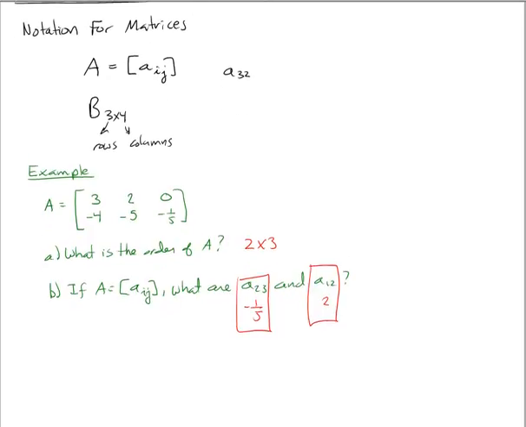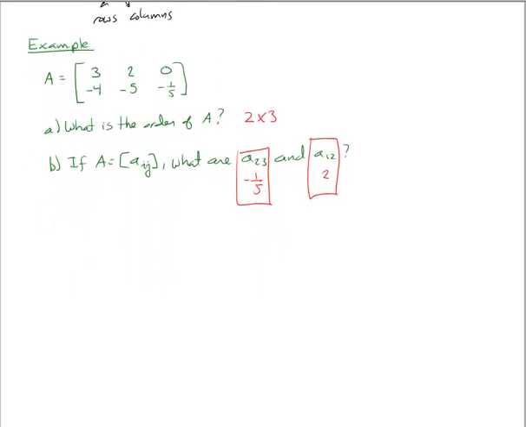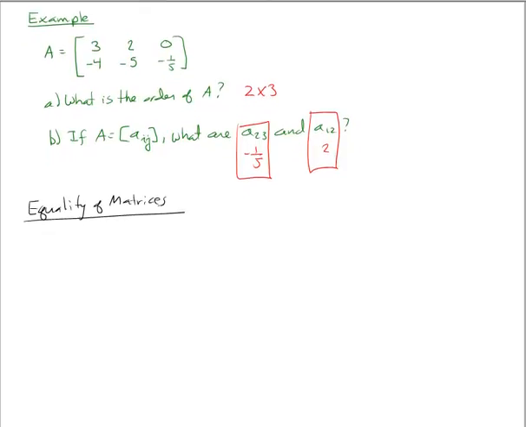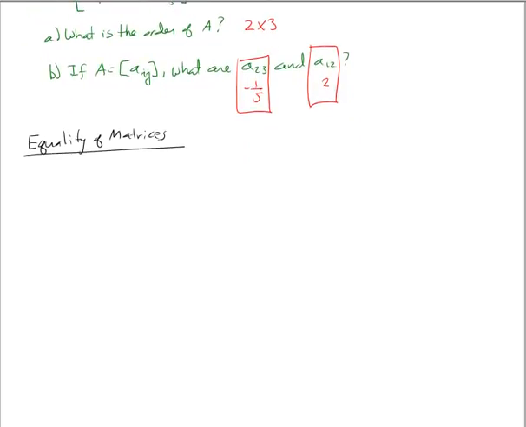The next thing we're going to do is talk about the equality of matrices. Basically, 2 matrices are equal if and only if they have the same order and the corresponding elements are all equal. So those are the 2 criteria that must be true. Both the order and the corresponding elements have to be equal. So let's go ahead and look at an example using equality of matrices.